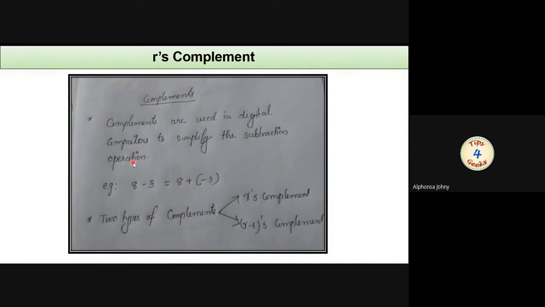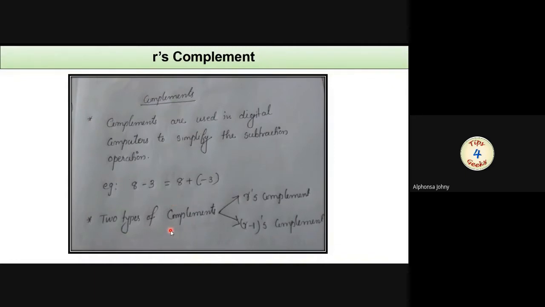So we can say that complements are used in digital computers to simplify the subtraction operation. How can we simplify the subtraction operation? We can express subtraction in terms of addition. That is, by adding the complement of the number to the first number, we will get the same result. This example is based on the decimal number system.